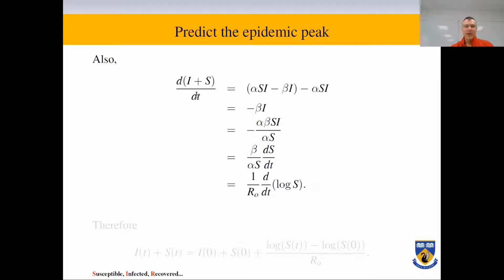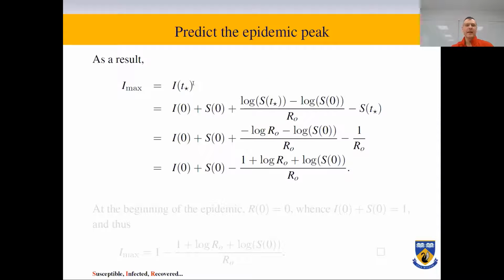So all in all, you have an expression here which is completely solvable in terms not only of I and S separately, but in terms of the sum of the two. So once you are in this position, you can calculate this formula T star, remembering that you already knew the value S at T star.